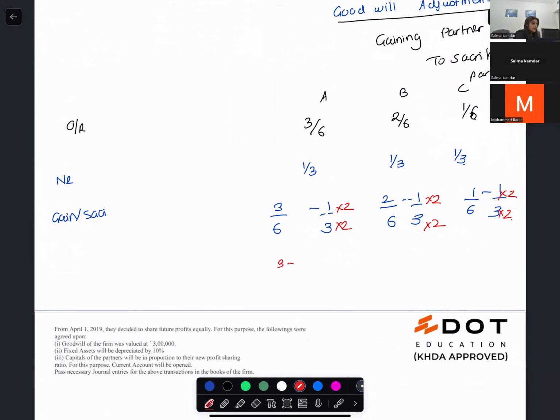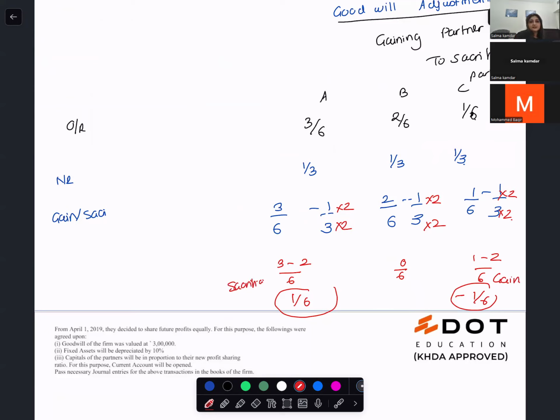It will be 3 minus 2/6, which is 1/6. So the gain is 1/6. Who is the gaining partner? The gaining partner is C. C is gaining and A is sacrificing.